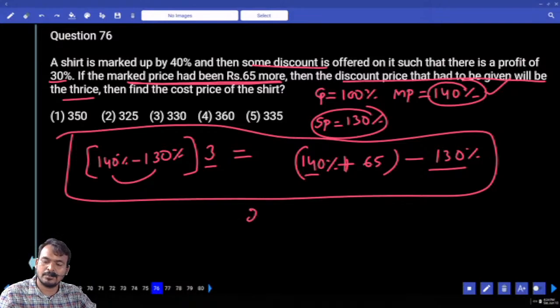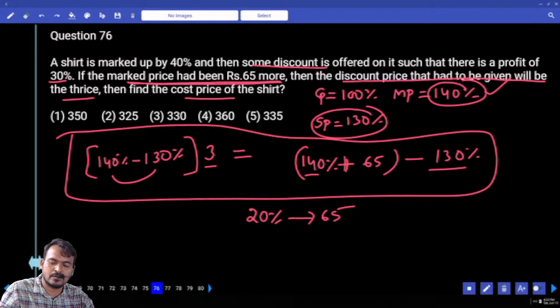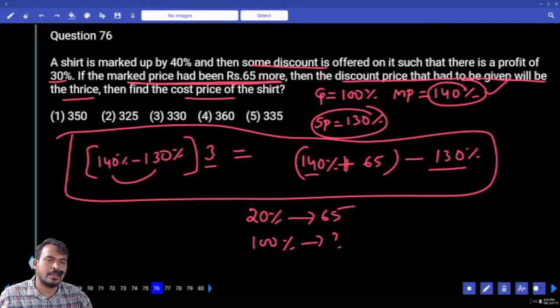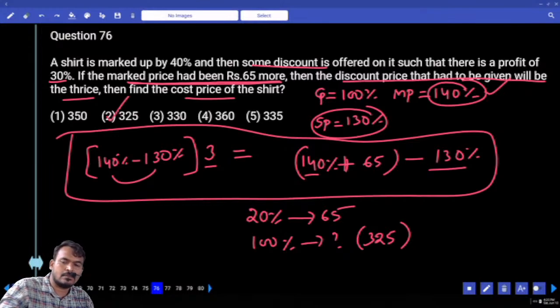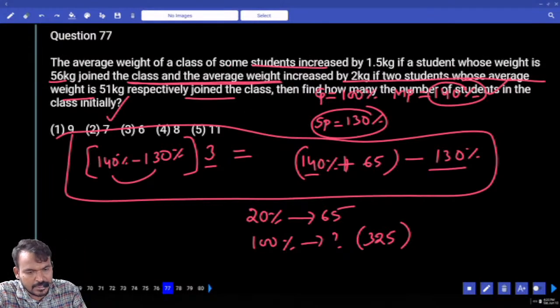Then 20% equals how much? 65. But we require the cost price. How much percent do we need? 100%. How many times is it? 5 times. What is the answer? 320. Next, 77.